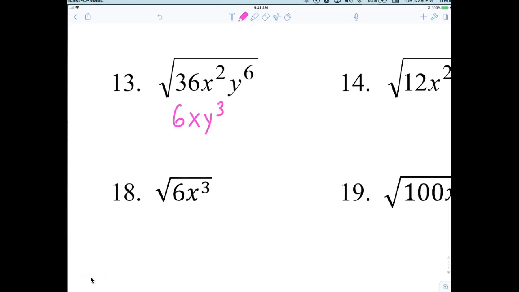Six xy cubed. How about that? Everybody good? Why isn't it like x squared? What about the other x? I don't know what you mean. You're dividing exponents by 2. You good with that now?